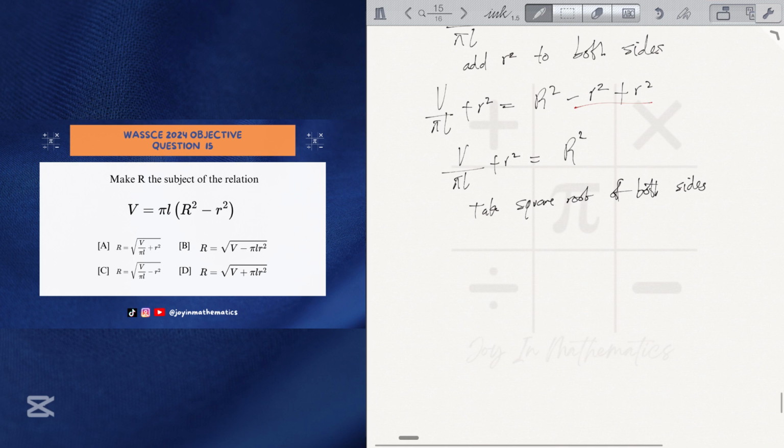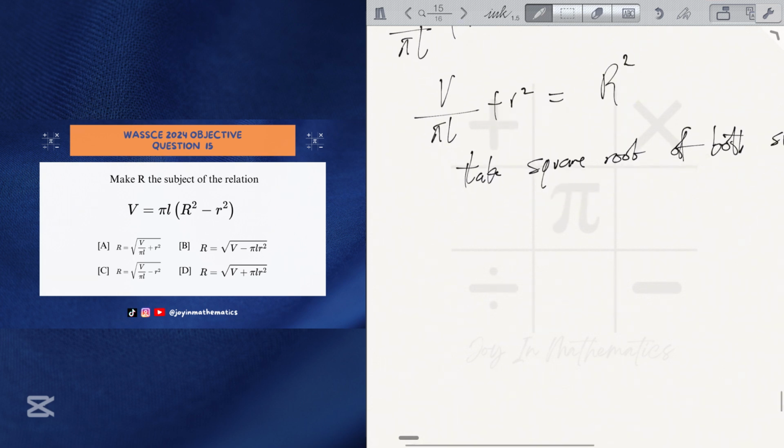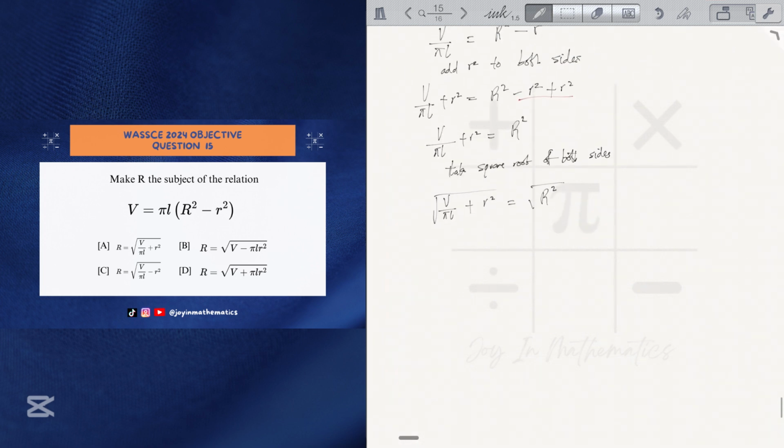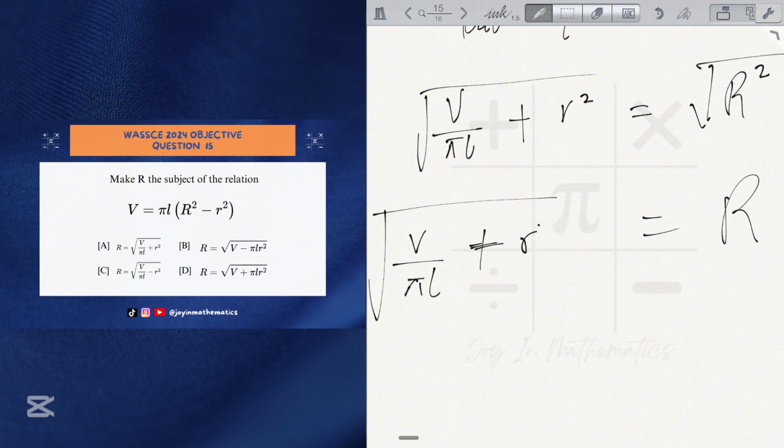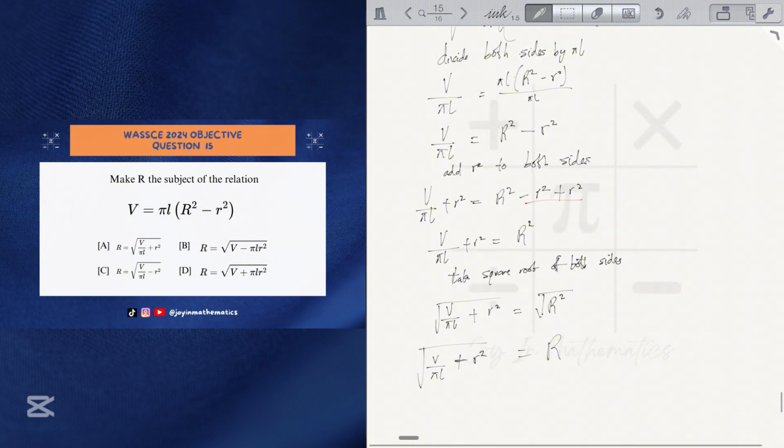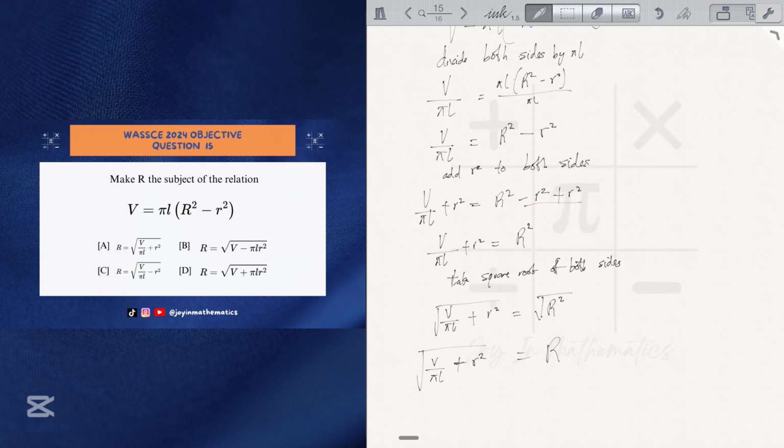So let's take the square root of both sides now. So we'll have R, this will be V divided by pi L plus r squared, is equal to the square root of R squared. Now of course, we understand that the square will nullify the square root in this case, and we are left with R on the left hand side, and this will be equal to V over pi L plus small r squared. And yes, now we have made big R the subject of the formula, and this is equivalent to option A.